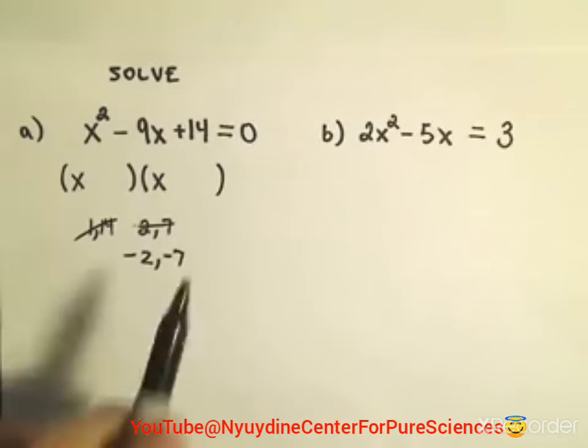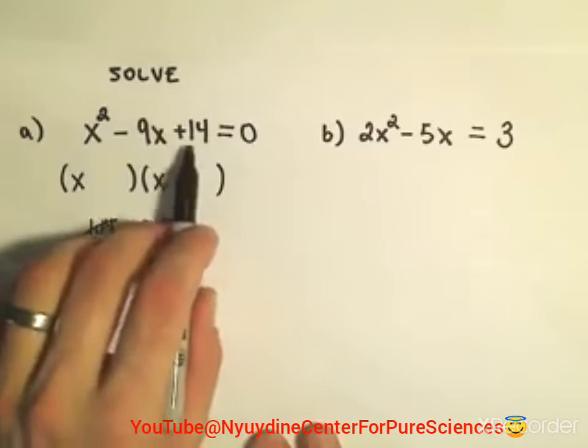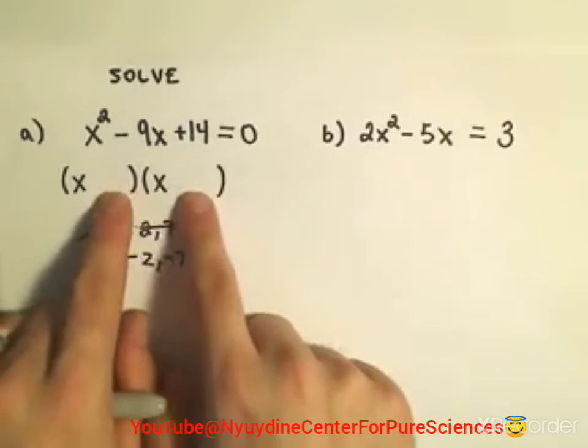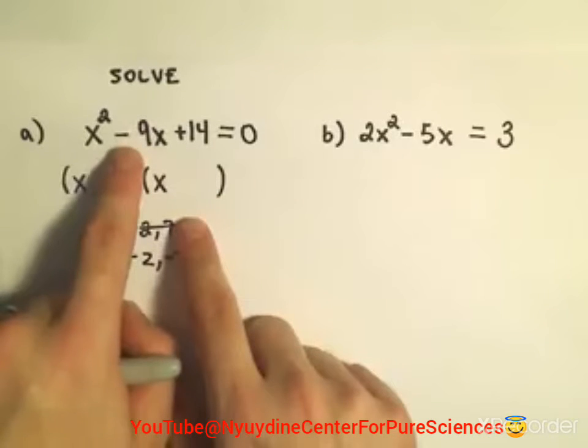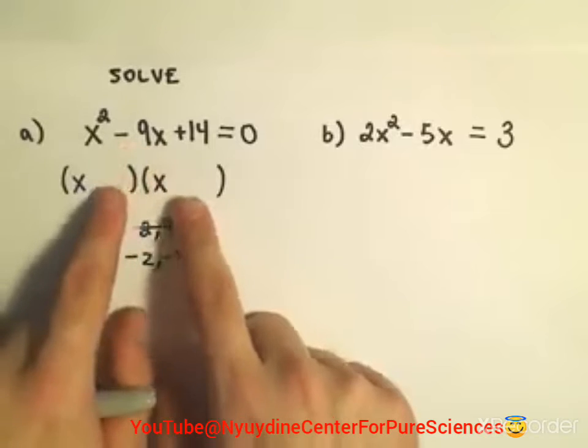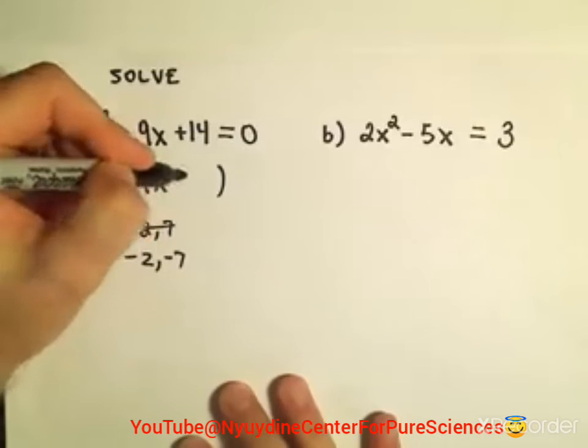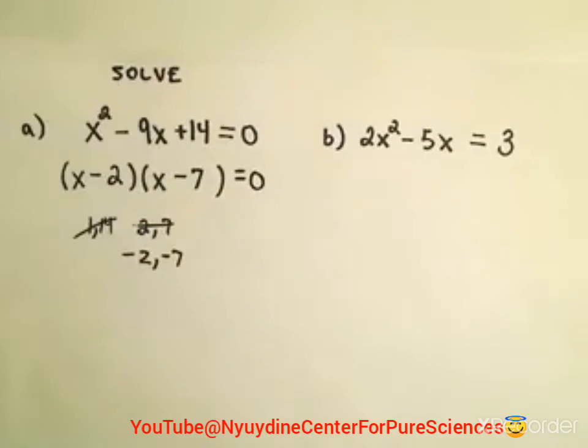So the way I think about it, if the number is positive, they either have to be both positive or both negative. Whatever the sign on the middle is, if it's negative, that's what they'll both have to be. Okay, so we use negative 2 and negative 7 equals 0.